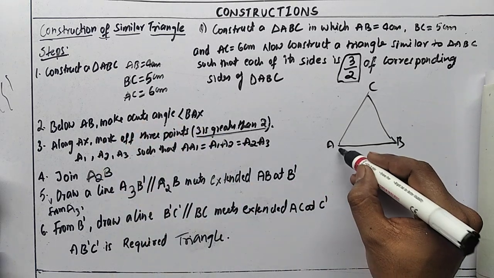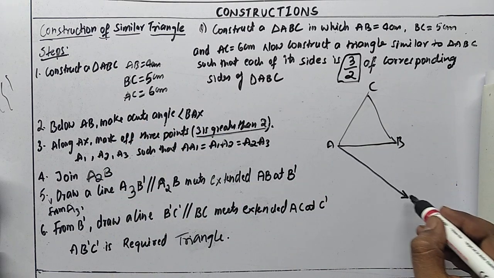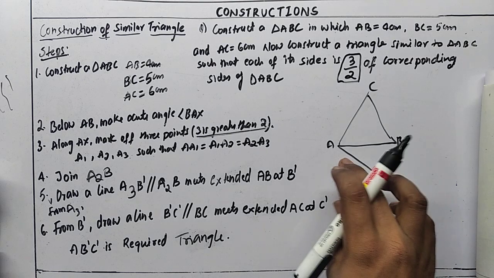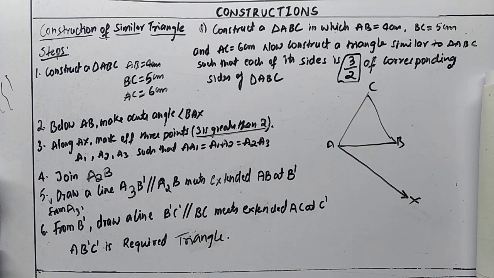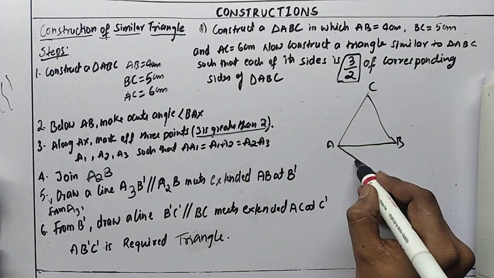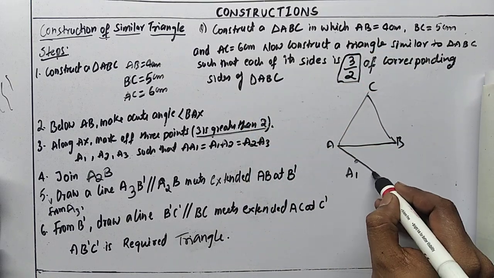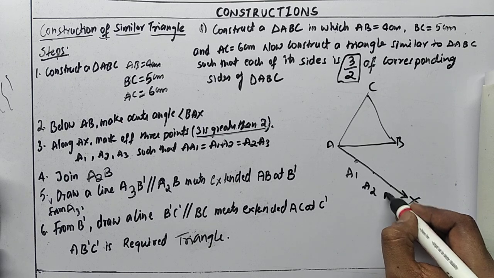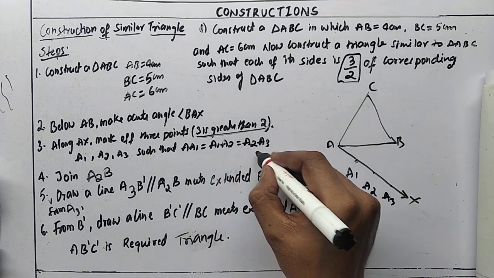Next, below AB, you have to mark a ray. So you have to draw a ray AX. You have to mark 3 points. Why do you have to mark 3 points? Because in 3 by 2, 3 is greater than 2. So I will be marking 3 points A1, A2, A3. Up to here is the same.